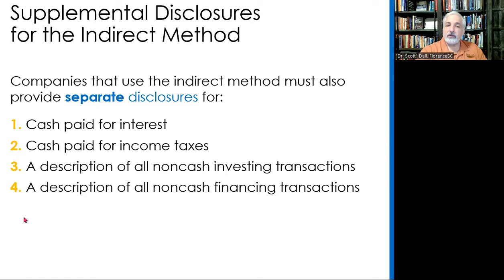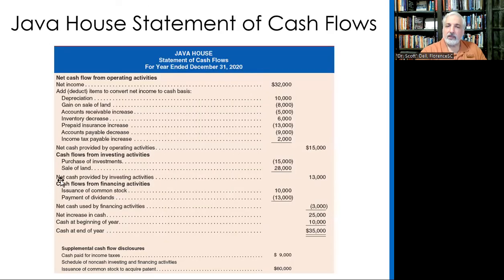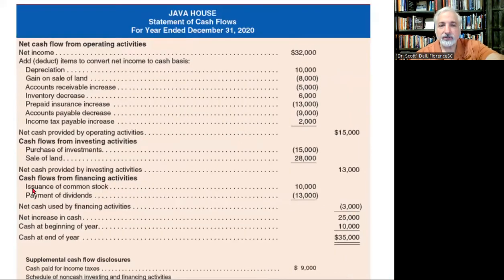Supplemental disclosures. There are a couple of other things that with the indirect method we also need to separate out: cash paid for interest and for income taxes. Those are isolated, separated cash payments. And we want all non-cash investing and non-cash financing transactions to show up. So if we exchange property for stock, say I've got an investor and they say, I'll give you my land if you give me some stock, that's a non-cash item, but we do want to disclose it on the cash flow statement to be aware of what's going on.